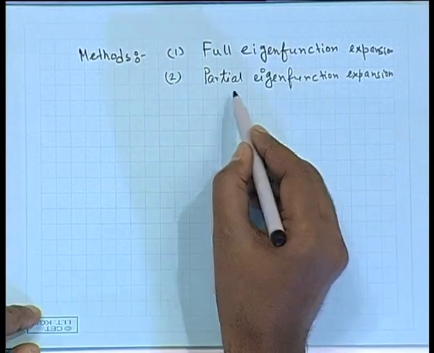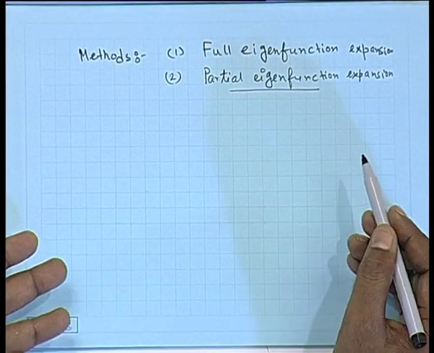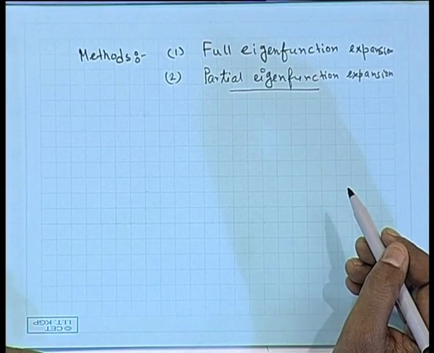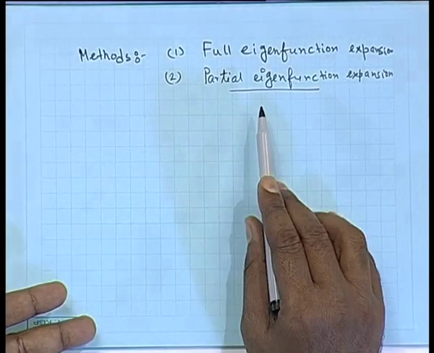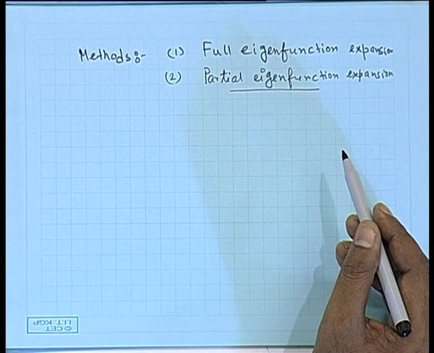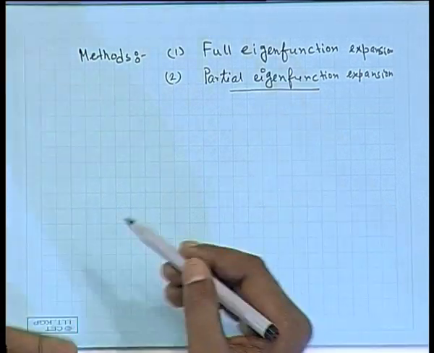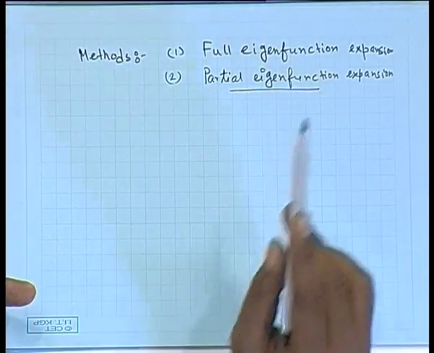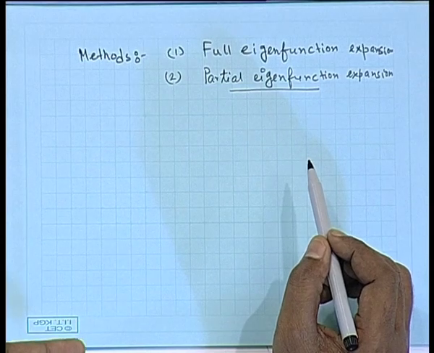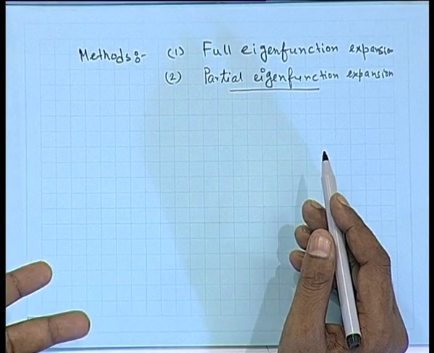In partial eigenfunction expansion, you consider the eigenfunction in a particular direction. Suppose it is a 2-dimensional problem in x and y, and you consider the corresponding eigenvalue problem in, let's say, the x direction, and express your Green's function as a summation of all these eigenfunctions. That is partial eigenfunction expansion. In full eigenfunction expansion, you consider the corresponding eigenvalue problem in all directions and express your Green's function with the multidimensional eigenfunctions.